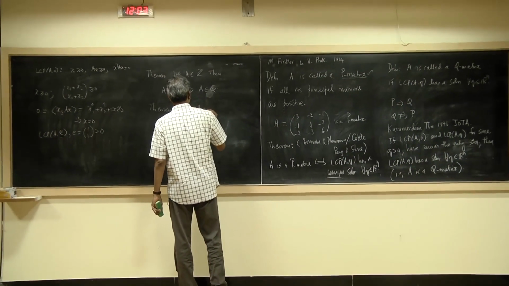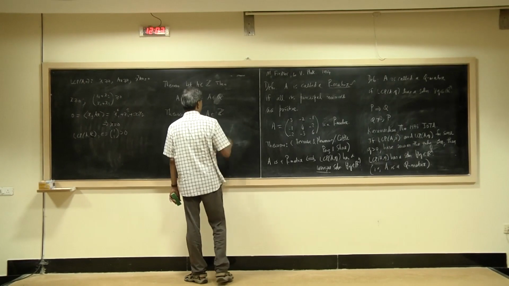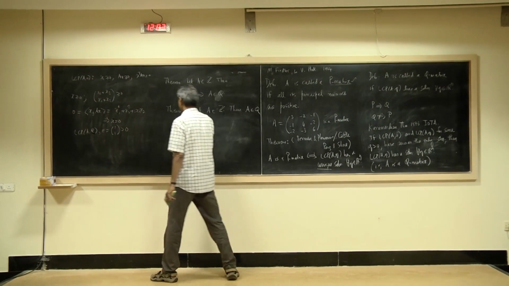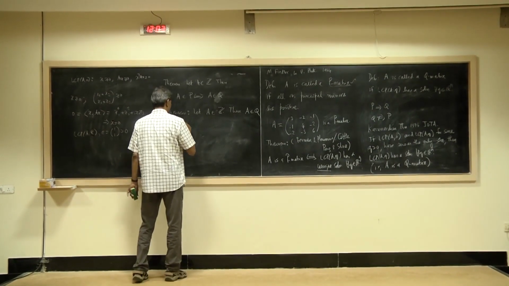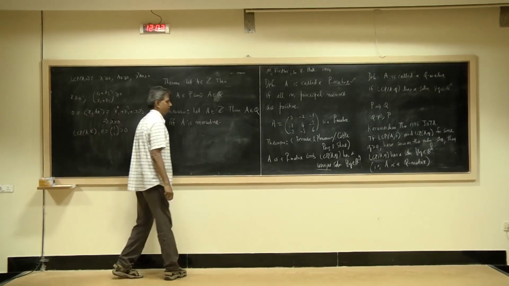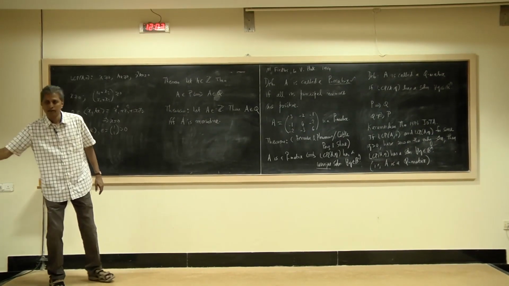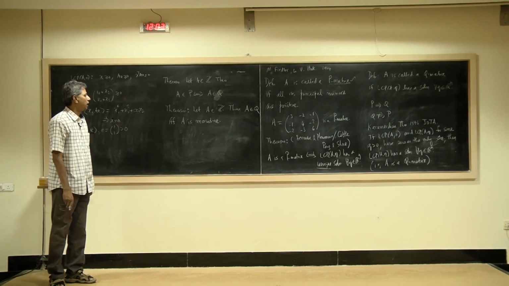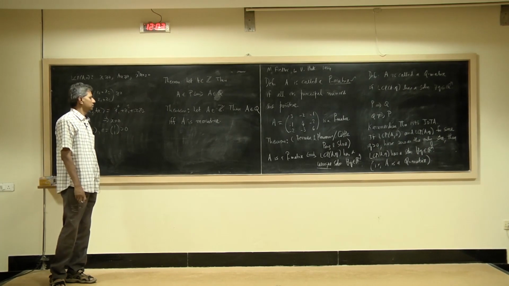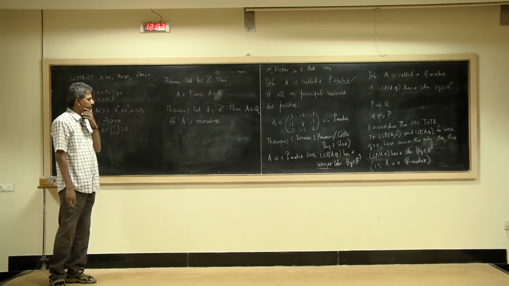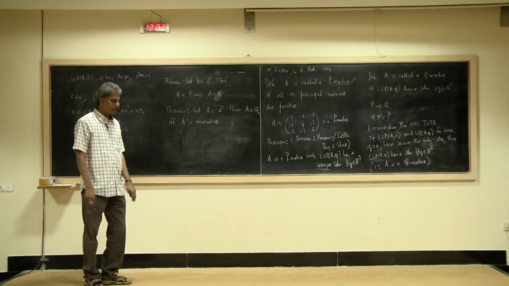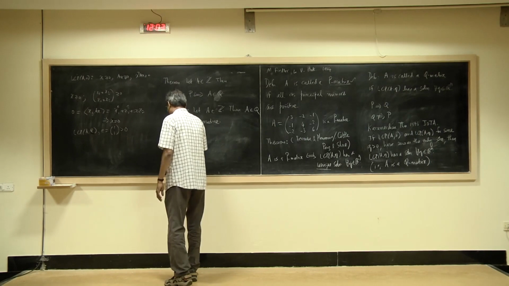Let A be a Z matrix. Then A is in Q if and only if A is monotone. Now this is something you might not find in any textbook. So let's look at the proof.